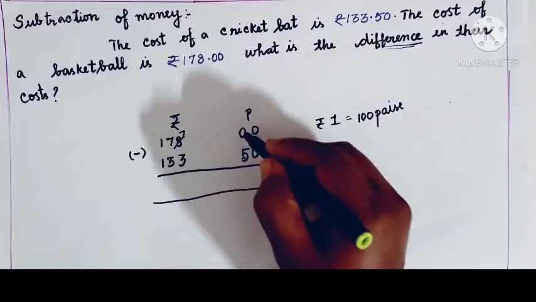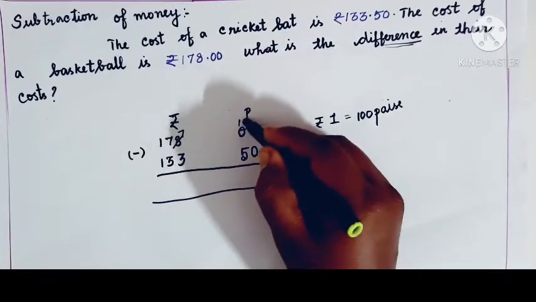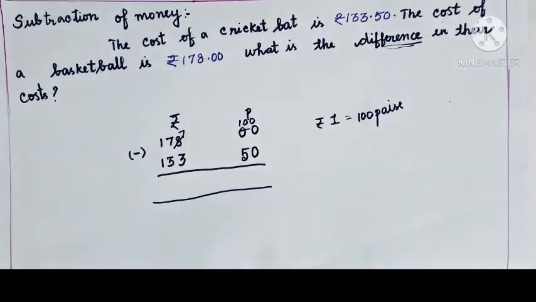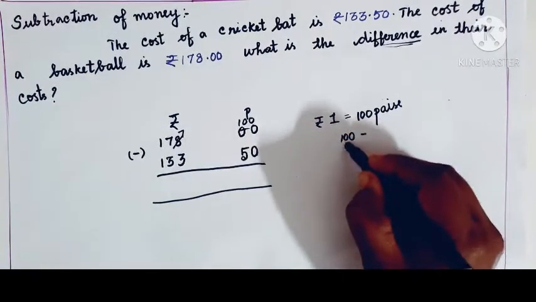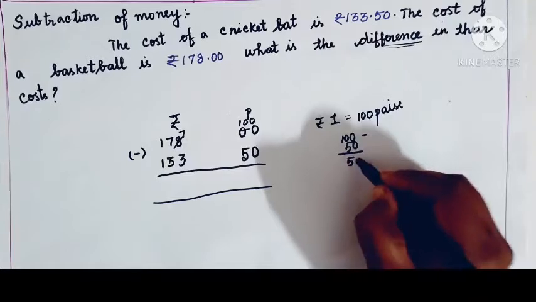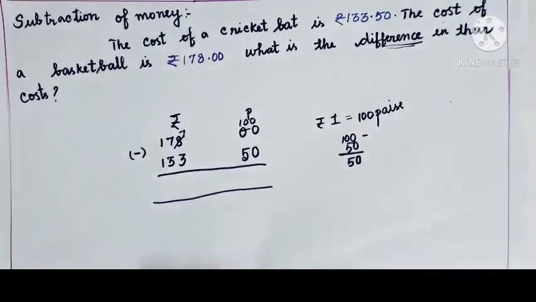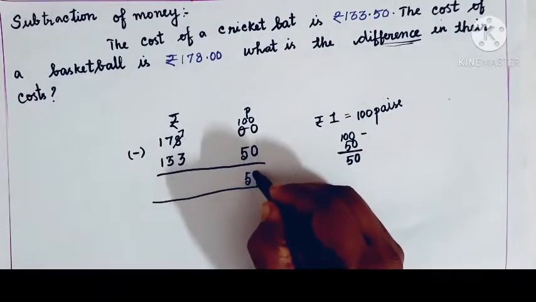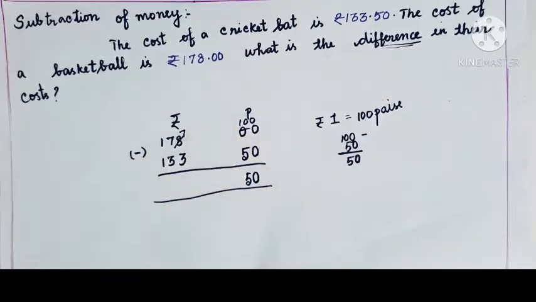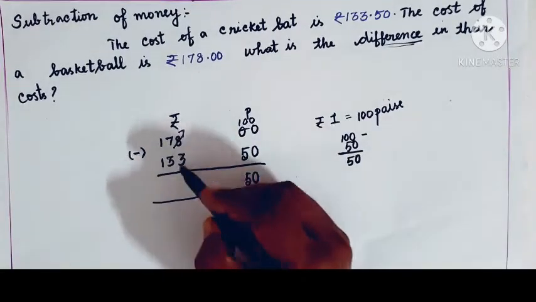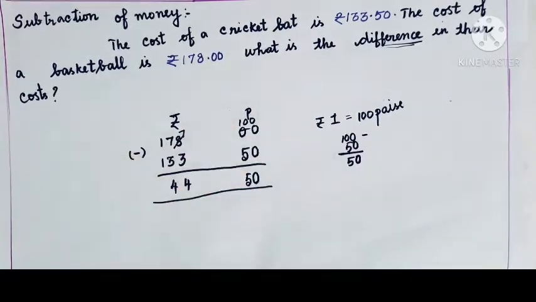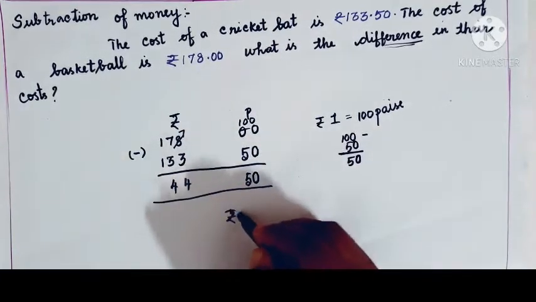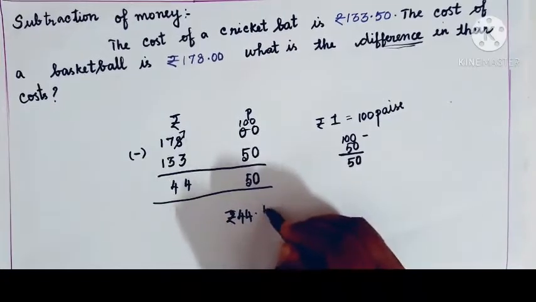Now what I am going to do is, I had made here 100 pies. Is it clear? So what will happen? 100 minus 50 is what? 50. 100 minus 50 is 50. So I can write 50 here. Right? Here 7 minus 3 is 4. 7 minus 3 is 4. So 44 rupees, 50 pies.